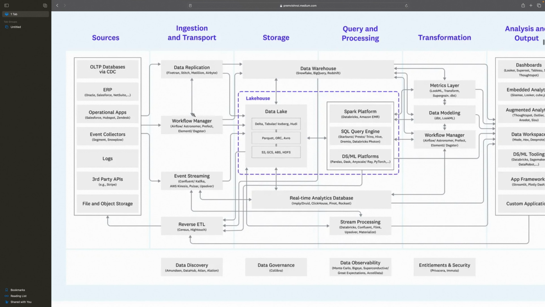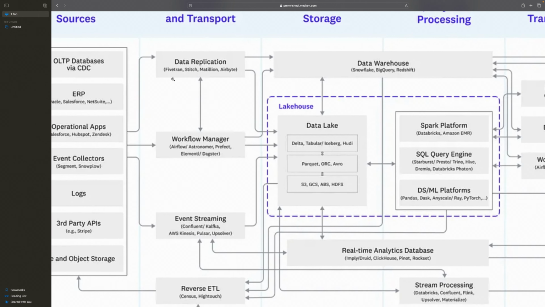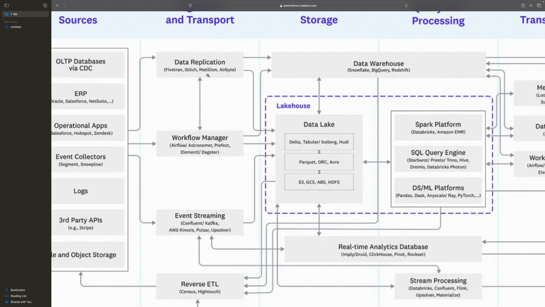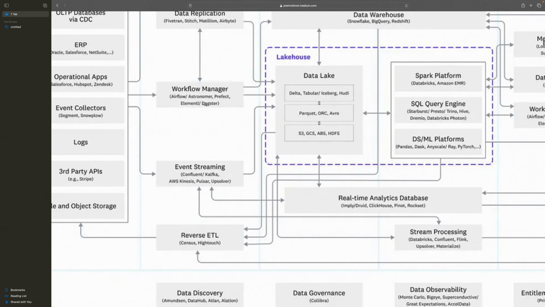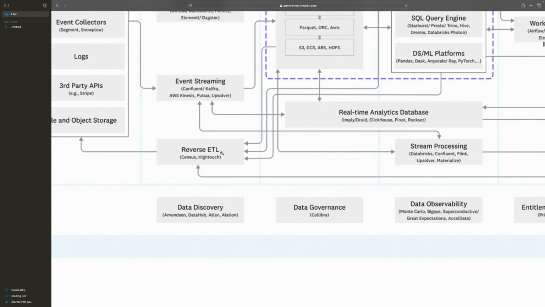If you have to move data from one place to another place, that is similar to data ingestion. Some people use Fivetran, Stitch, Matillion, Airbyte. For workflow management, Airflow, Astronomer, Prefect, Elementl, and Dagster. For event streaming, they use Kafka, Kinesis, Pulsar, and Redpanda.